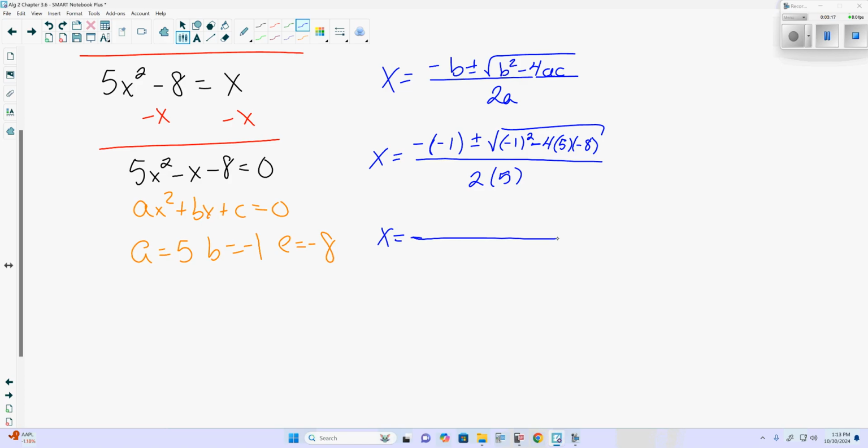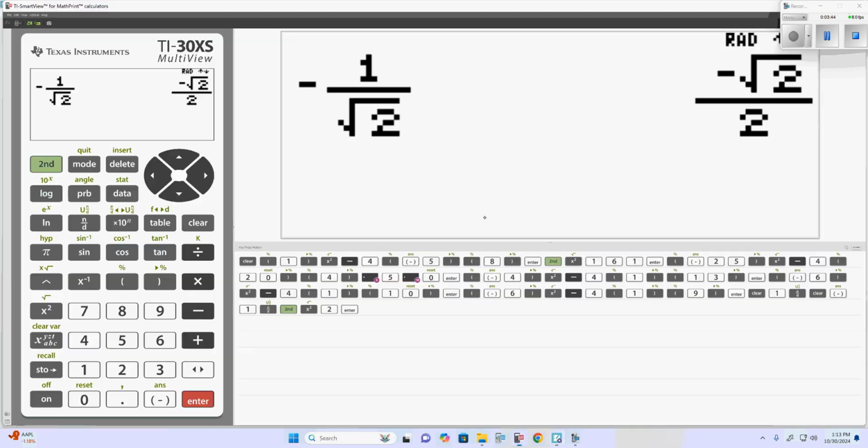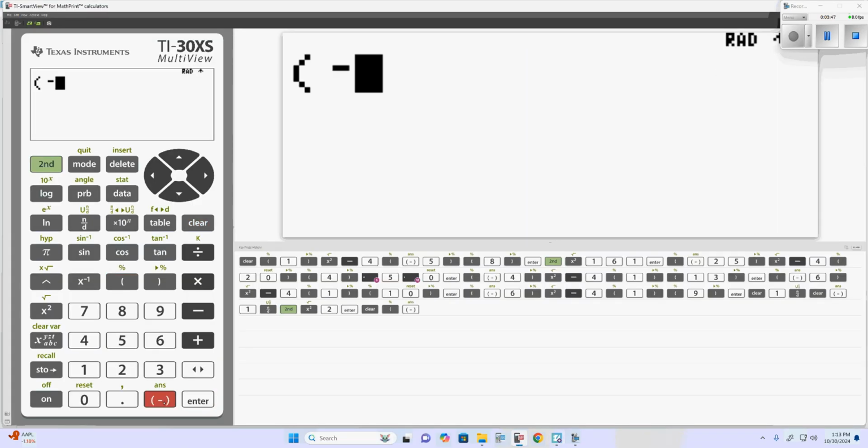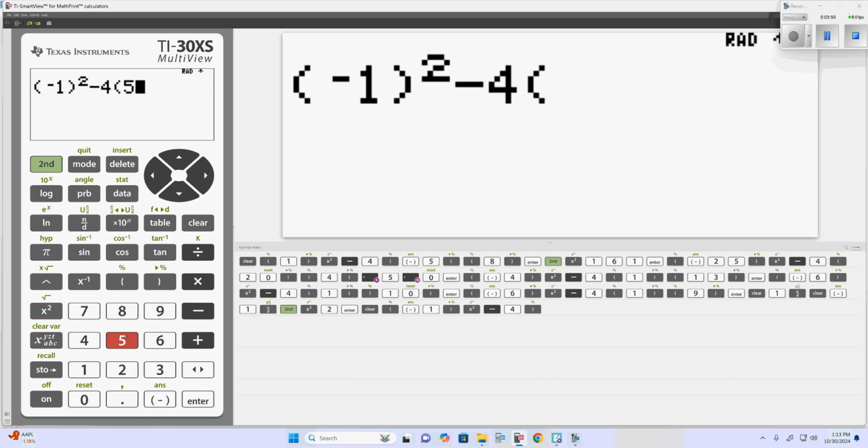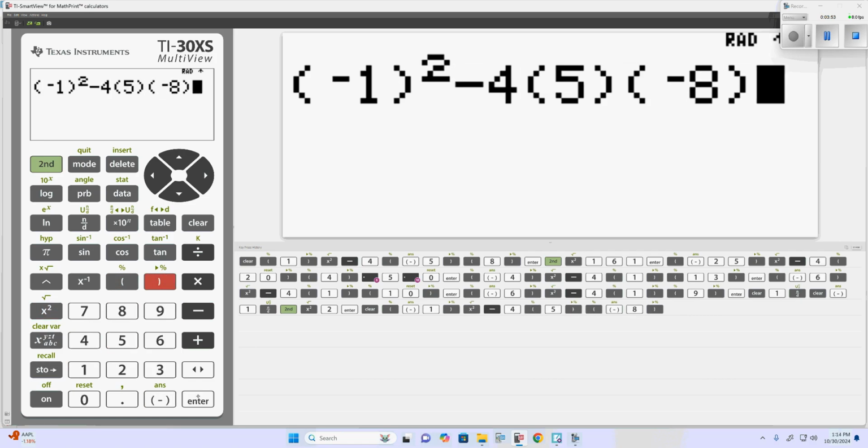Questions on this so far? Now let's look at the first one, our -b. Well, -(-1) is 1. Plus or minus, 2 times 5 is 10. Now the next thing we can do is simplify what's inside our radical. (-1) squared minus 4 times 5 times -8 is 161.